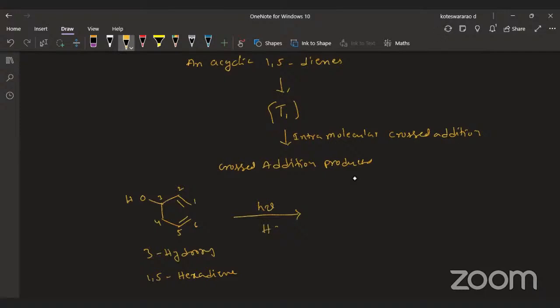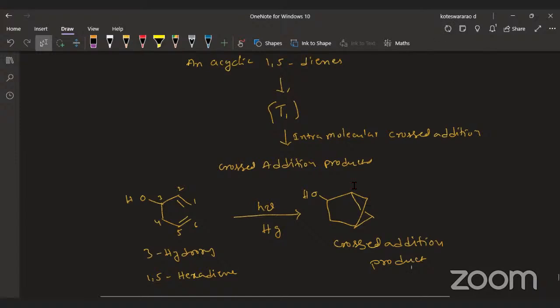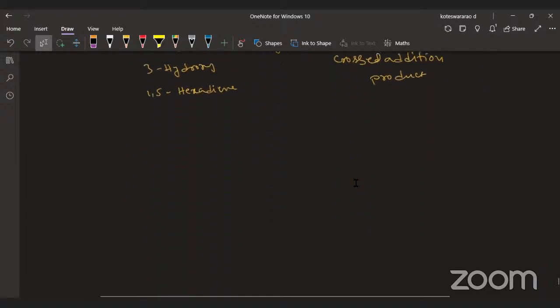which, on irradiation in presence of mercury, leads to the formation of a cross reduction product. A cross reduction product will be generated. This is the cross reduction product. There is no change in the position of OH. How does this reaction take place? The mechanism.